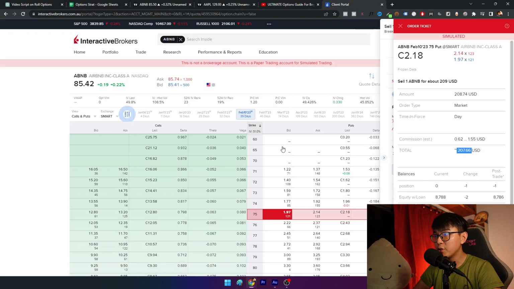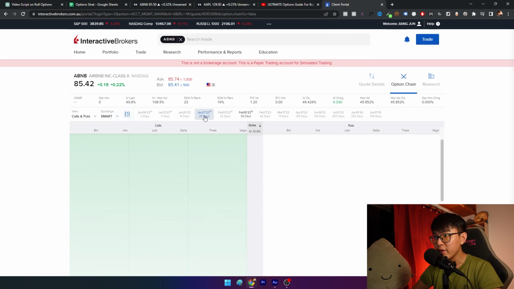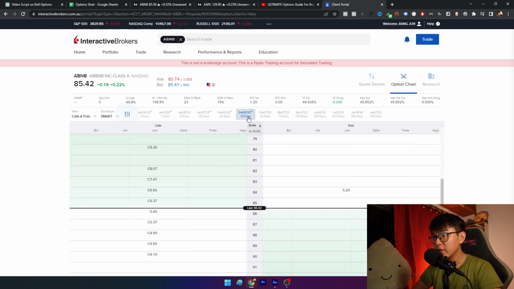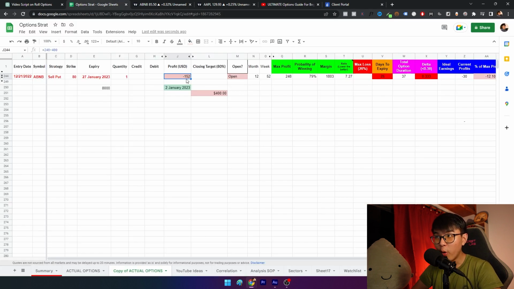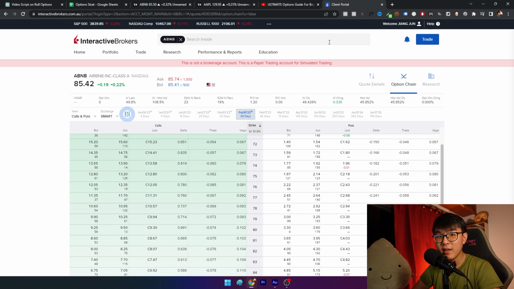So let's check the option chain right now. Choose a date further than January 27th, and the date I will be choosing here is about February 10th. Here you can see all the bid prices. My criteria is that I must earn more than $152 for the trade to make sense, to make me profitable.